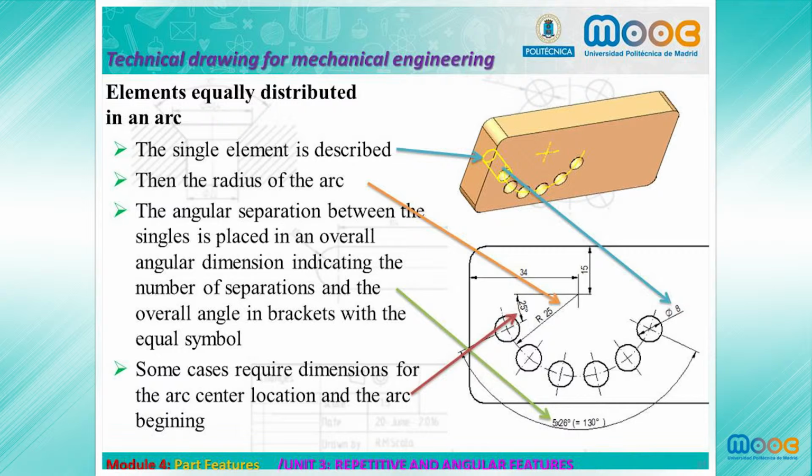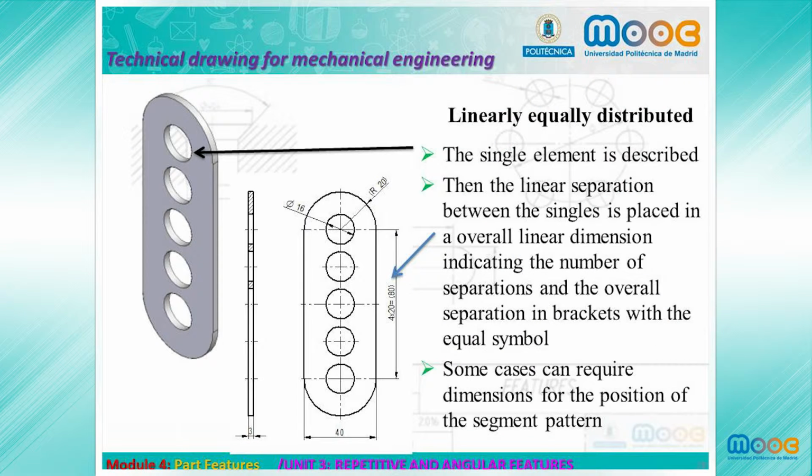In this case, we have 6 holes. So we have 5 distances between holes. The corrected dimension consists of 5 times the single separation, in this case 26 degrees, and the overall angle is equal to 130 degrees. In some cases, we require dimensions for the location of the arc center and to establish the beginning of the arc.